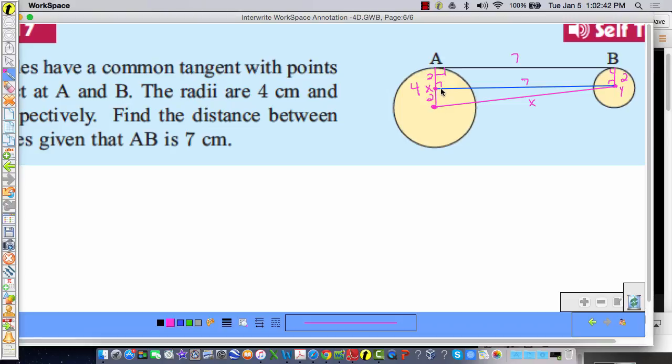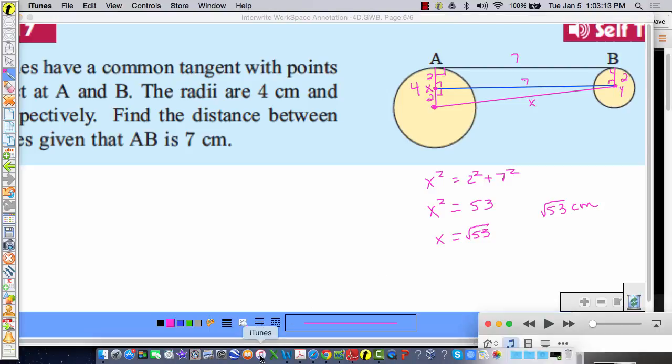And lo and behold, all of a sudden, I've got a right triangle where I can easily solve for x. So I can now say that x squared is equal to 2 squared plus 7 squared. So that's going to be x squared is equal to 49 plus 4, which is 53, and x equals root 53. So the distance between the two centers is square root of 53 centimeters. Isn't that beautiful? Well, I hope you enjoyed it.